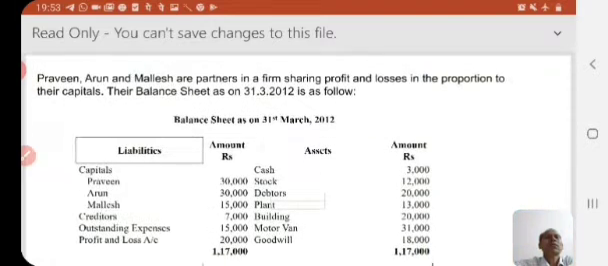Praveen, Arun, and Mallesh are partners in a firm sharing profit and losses in the proportion to their capitals. Their balance sheet as on 31st March 2012 is as follows.